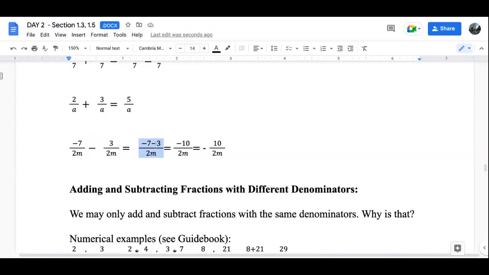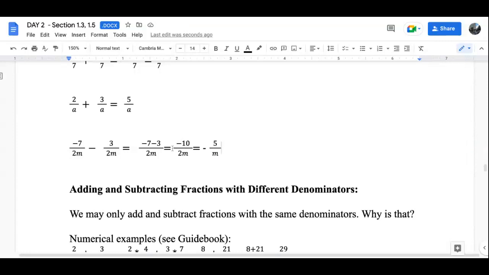We get negative 7 minus 3, which is minus 10. Minus 10 divided by 2 is just 5. Right? So this can be simplified as negative 5 over m, because there's a common factor of 2.